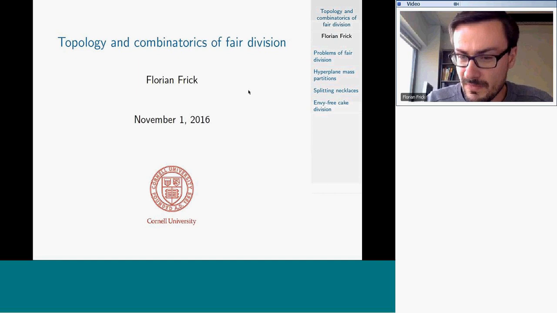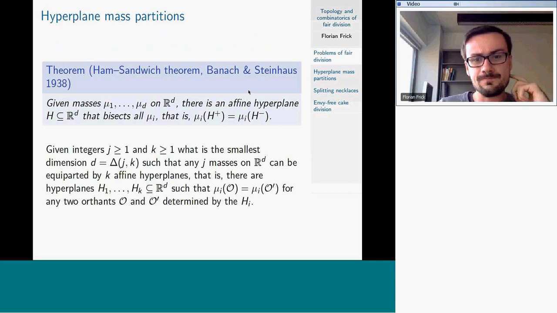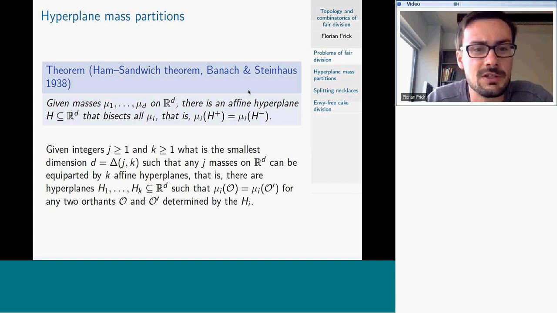So let me use the problem of fair division. What kinds of problems do we want to talk about? One in fair division is hyperplane mass partitions, and the central theorem in hyperplane mass partitions, namely the ham sandwich theorem of Banach and Steinhaus.